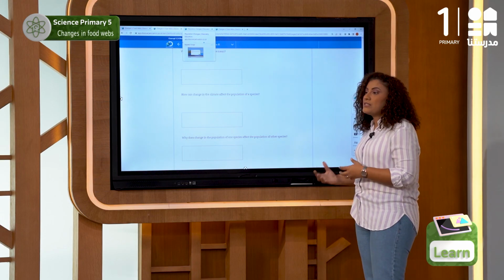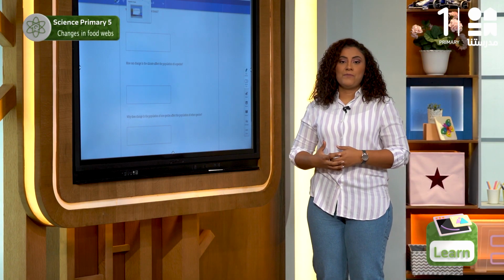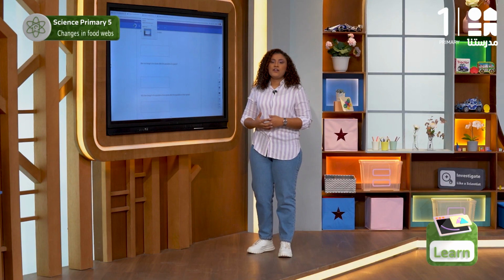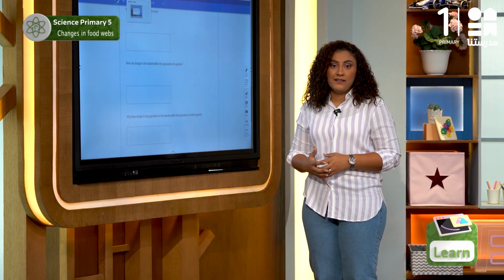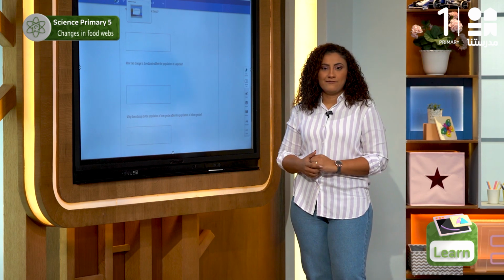These are the questions that we need to focus on when we make our observations. Now, we have two resources to help us: the digital interactive activity and the text that you can find in your science book as well.